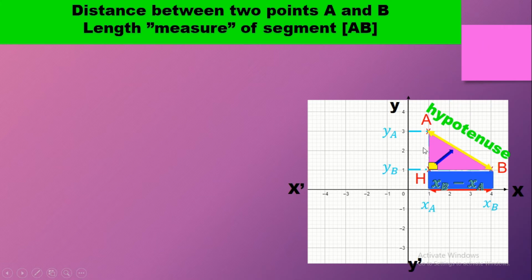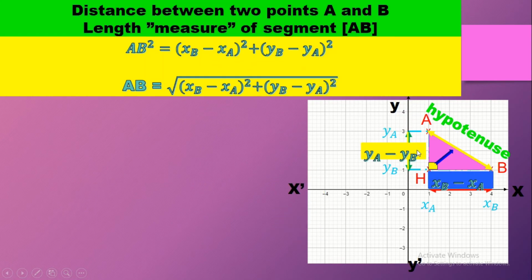What about AH? Well, isn't it equal to YA minus YB? Look here, YA. We subtract YB, we get the same length for AH. So AH is equal to YA minus YB. Now we can directly say that AB square equals XB minus XA square, which is HB square, plus AH square, which is YA minus YB square. So as you see here, AB square equals XB minus XA square plus YB minus YA square.